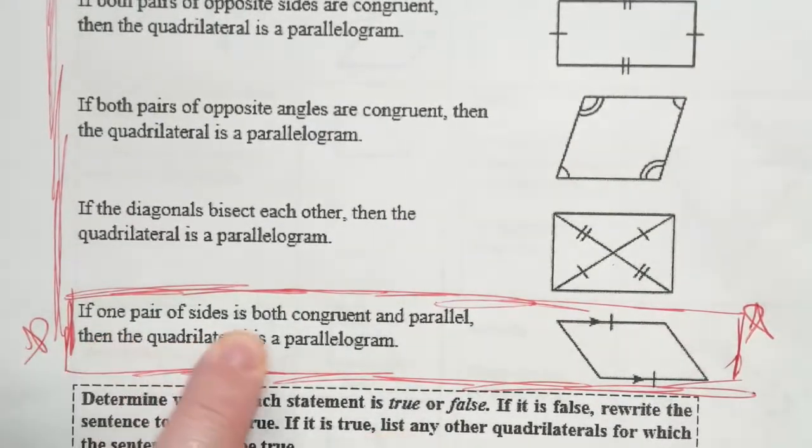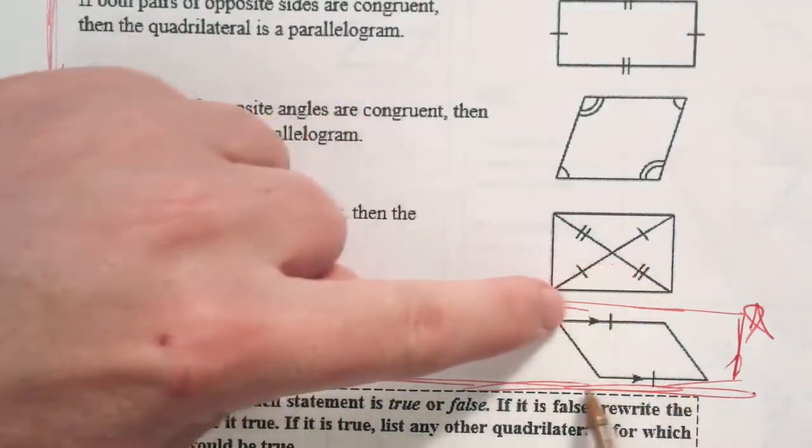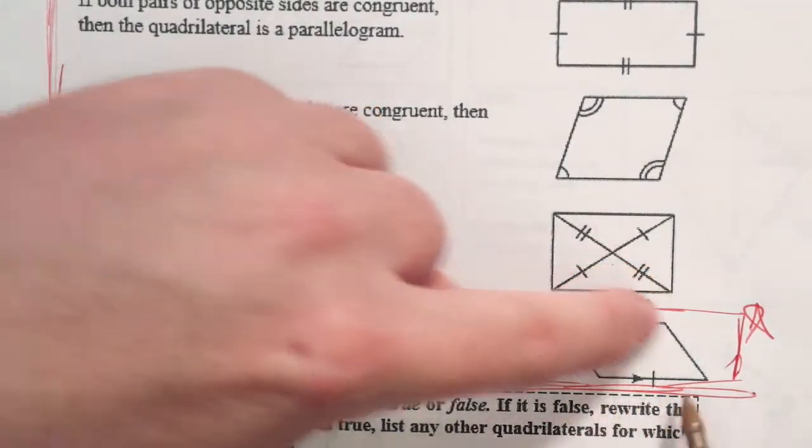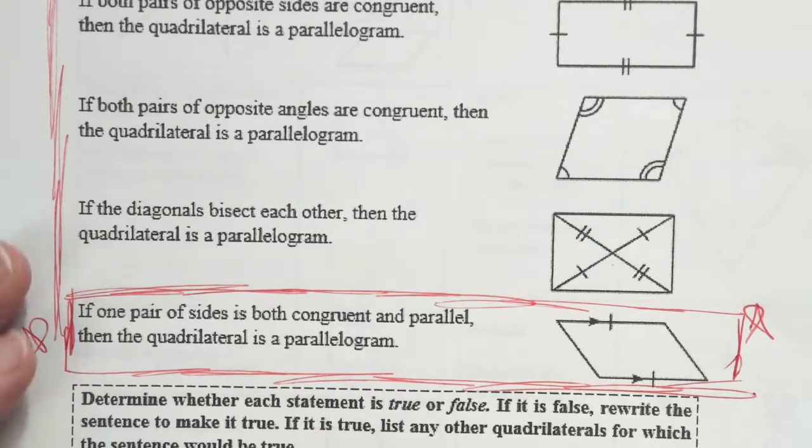So if one pair of sides is congruent and parallel, so if this one pair of sides is both parallel and congruent, then it's also a parallelogram. So that one stands out. That's not one of the rules. That's just a way to prove it's a parallelogram. It stands out. So just be mindful of that.